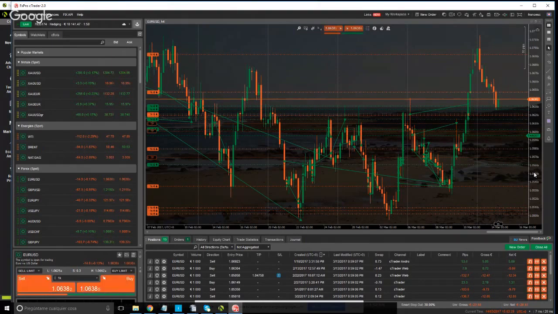This is a C-Trader platform account with FX Pro. And for your information, this is a platform which allows hedging, so you will see both long and short positions on the same chart.